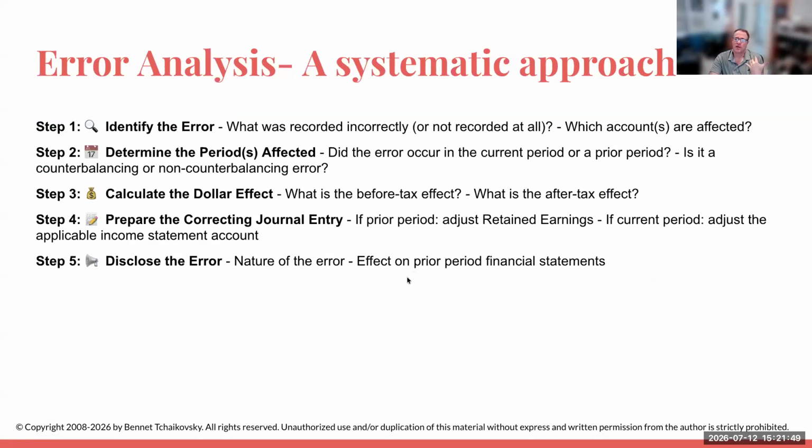So this is kind of the approach that I share with my students: go ahead and identify the error, what was recorded incorrectly or not recorded at all, which accounts are affected, and determine the periods affected. Did it occur in a current period or a prior period? Is it counterbalancing or non-counterbalancing? Calculate the dollar effect before and after tax, because if you have to hit retained earnings, then we're going to have to go through and make that done. Prepare the correcting journal entry.